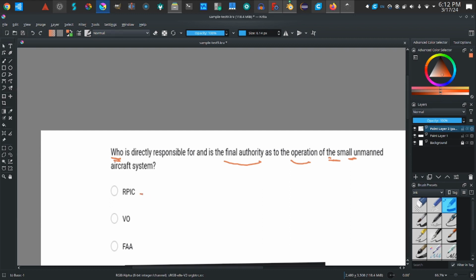First choice, is it RPIC, which means remote pilot in command? For the new people, that's what RPIC means, remote pilot in command. You have to know the role of the remote pilot in command. I'm going to go over it in a few minutes.